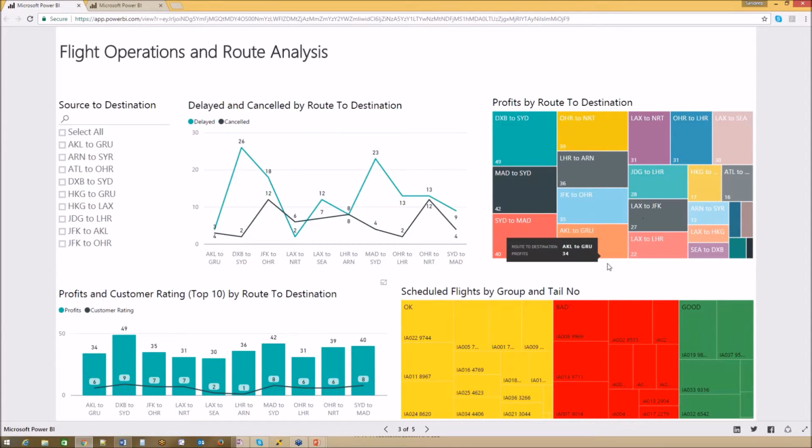We have this Cortana graph. This talks about all the routes that we have and our most profitable routes. So as you can see, my DXB to Sydney is my most profitable route, which is the same case here. So with this, they can keep a quick bird's eye view of various routes and their profitability.